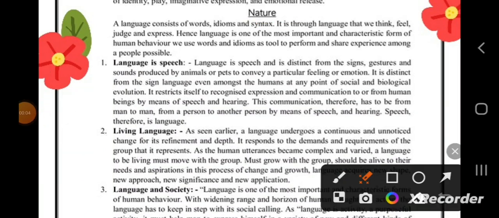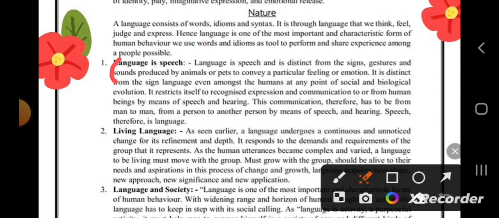Nature of language. Language consists of words, idioms, and syntax. It is through language that we think, feel, judge, and express. Hence language is one of the most important and characteristic forms of human behavior. We use words and idioms as tools to make sharing experiences among people possible.